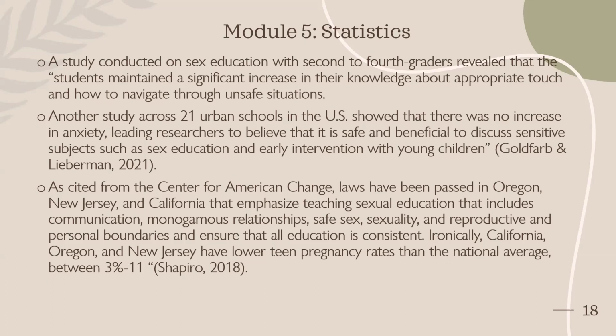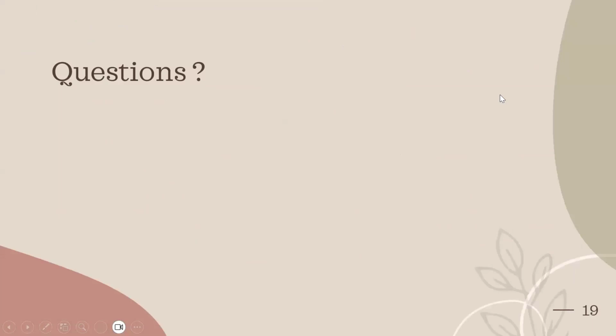And then, as cited in the Center for Change, laws have been passed in Oregon, New Jersey, and California that emphasize teaching sexual education, which includes communication, monogamy and relationships, safe sex, sexuality, and reproductive and personal boundaries, to ensure that all education is consistent. And then, ironically, but not much, California, Oregon, and New Jersey have lower teen pregnancy rates than the national average, between 3% and 11%. But again, it's about what they are being taught, right?